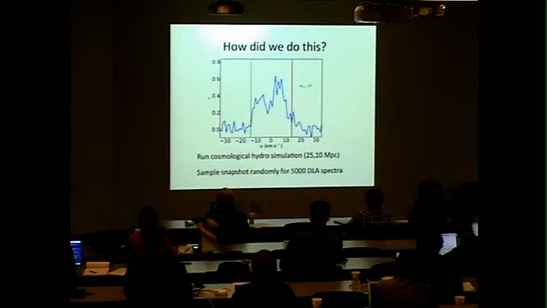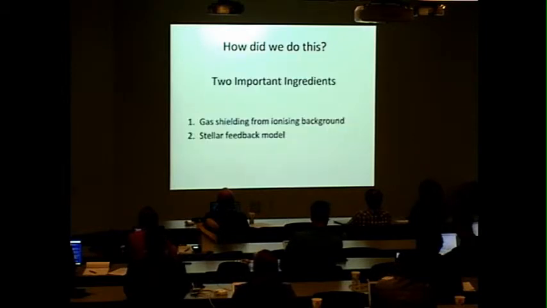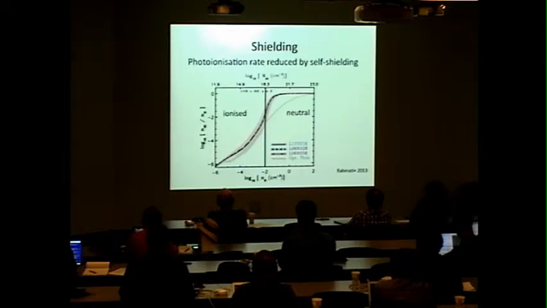The more interesting question maybe is, how did I do this where other people didn't get this? So there were 2 ingredients that I thought were particularly important here. The first is the way that the shielding is done from the ionizing background. So gas at these high densities is shielded from the effects of the ionizing background and becomes neutral. The second one is the details of the stellar feedback model, which affect the result. So let's go into the first one first, because it's simpler.